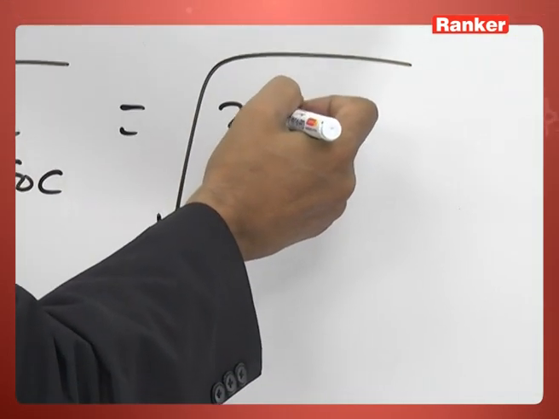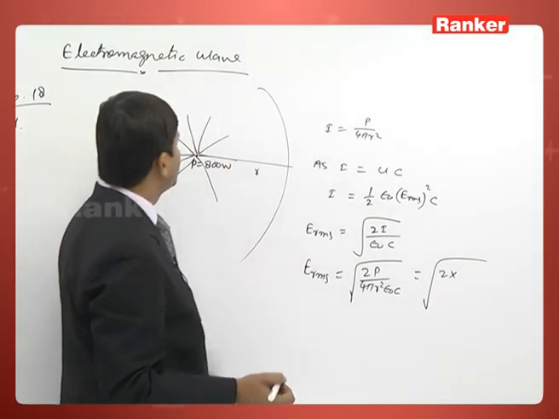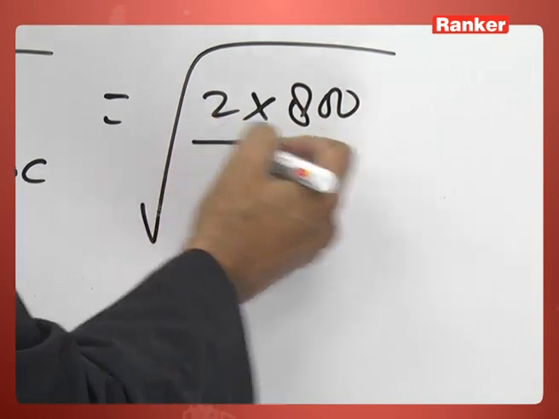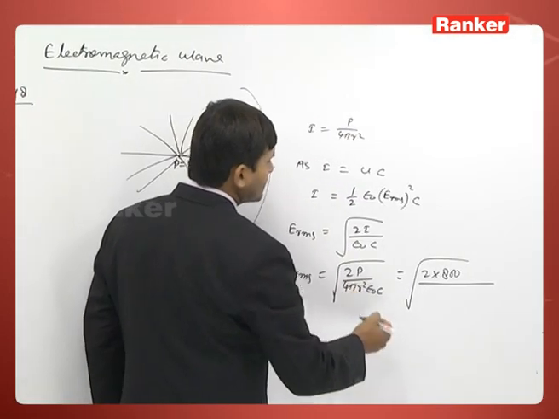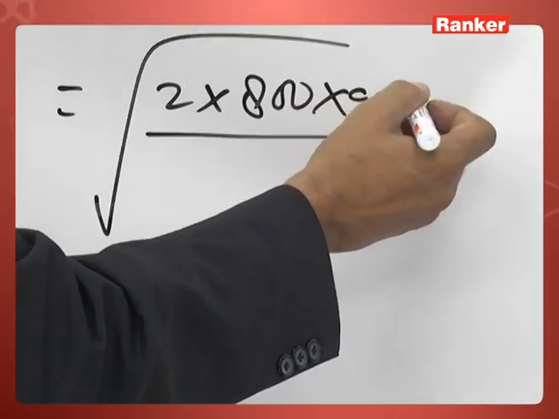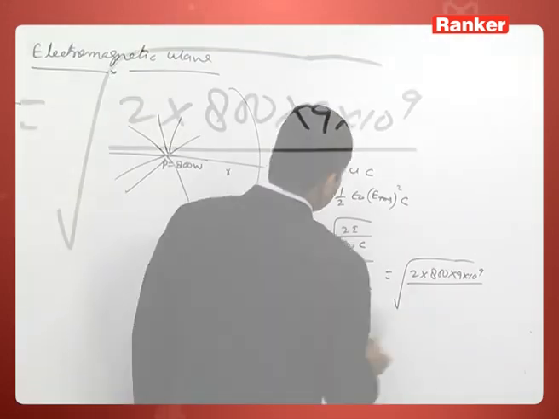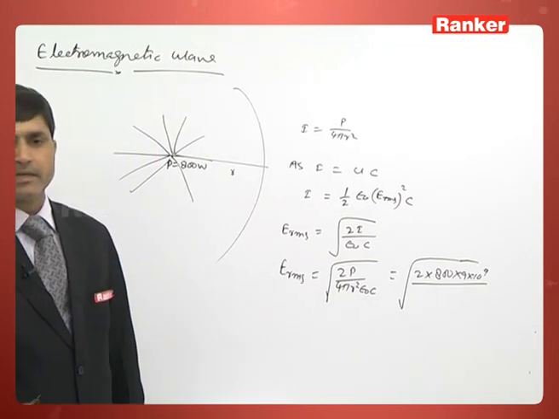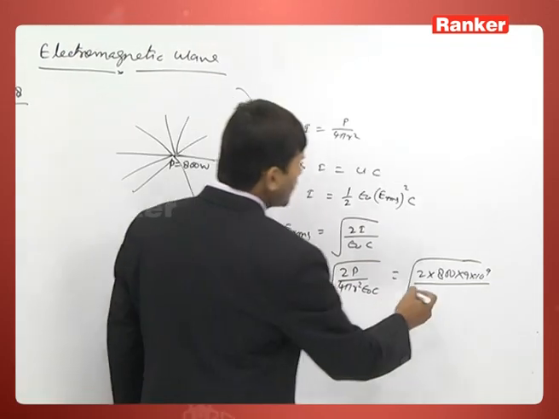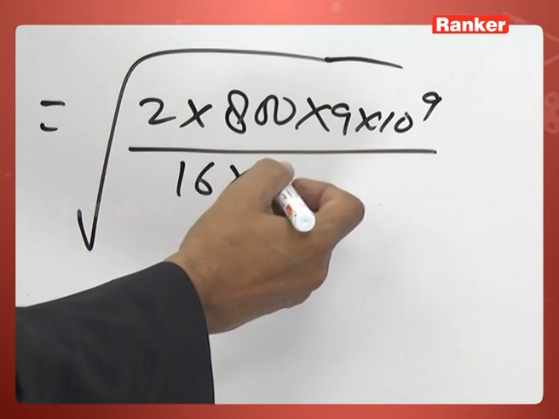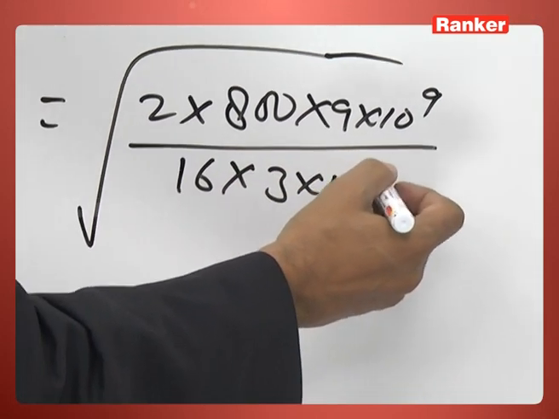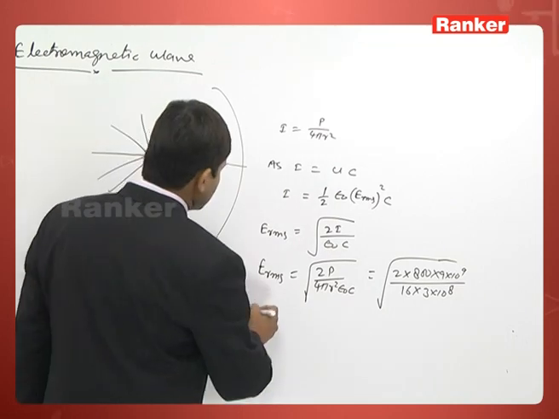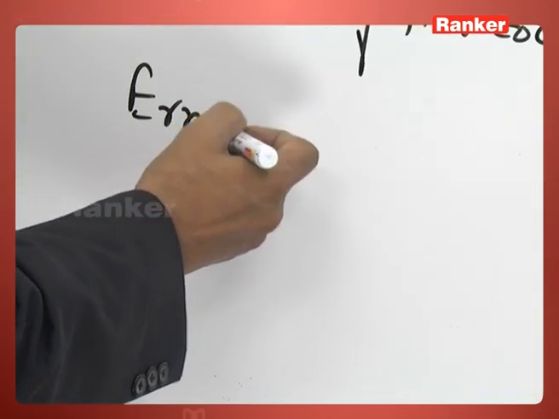2 into power, which is given as 800, and 1 by 4 pi epsilon naught, here 9 into 10 power 9, and then r square into C. The distance is given here as 4, so r square will be 16. C is 3 into 10 to the power 8. Now simplify this. So E RMS we are getting from here.